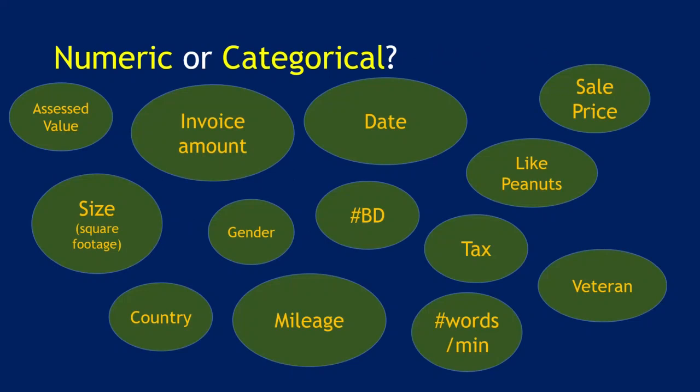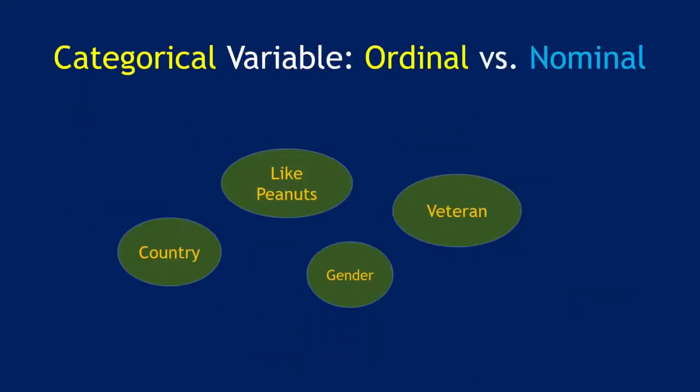So a little bit of a quiz, right? Take a moment to look at this and see if you can determine whether these variables are numeric or categorical. Just take a look at this, think about it, and maybe have a little bit of discussion. Let me know what you think. And if you have these categorical variables, right? Veteran, gender, like peanuts, country, do you want to treat them as an ordinal variable or a nominal variable?